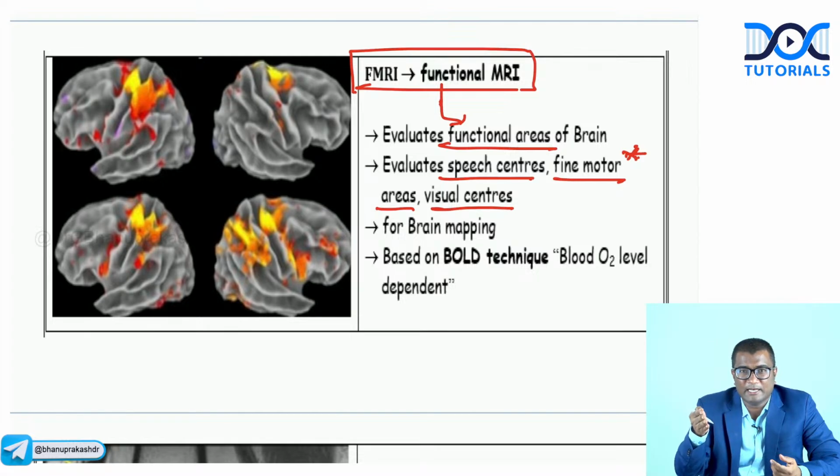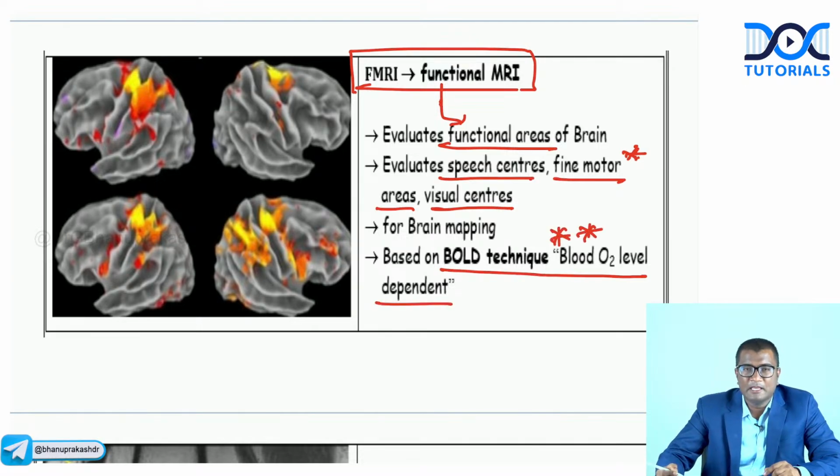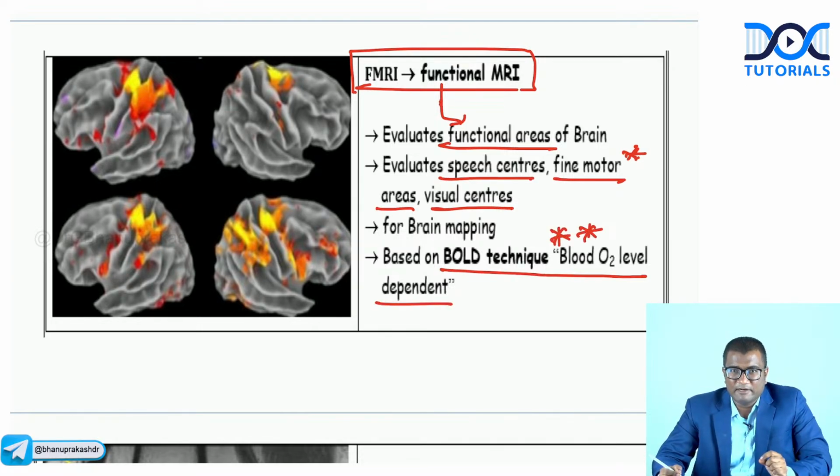Same thing, we can ask him to make fine movements of his hand. You can give visual stimuli, auditory stimuli, and identify those areas called functional areas of the brain on the functional MRI. So this technique, which is based on oxygen levels, is the BOLD technique, blood oxygen level dependent technique. BOLD imaging is blood oxygen level dependent technique.